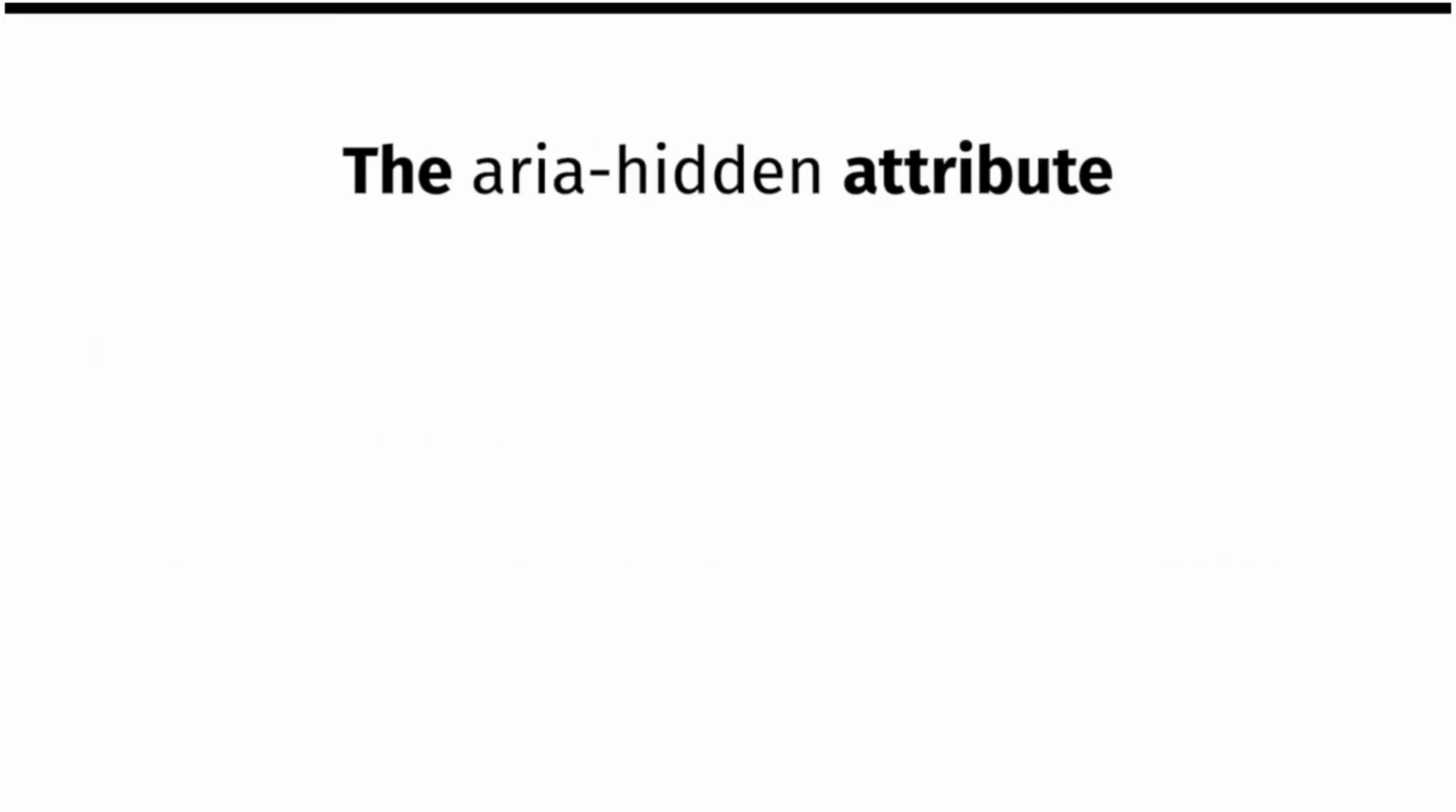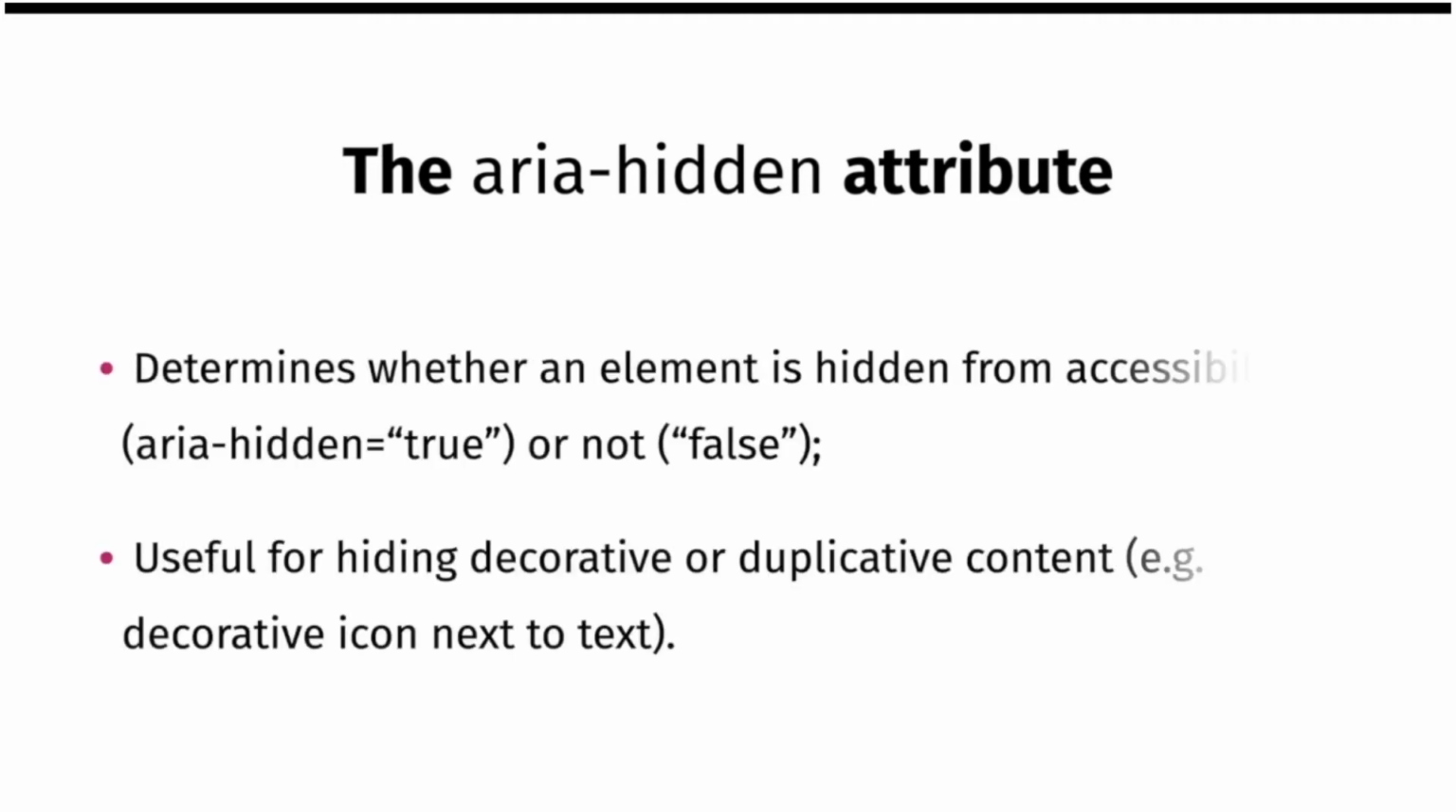Similar to the hidden attribute is the ARIA hidden attribute. The ARIA hidden attribute determines whether an element it is applied to is hidden from screen readers or accessibility APIs. If it's set to true, it's hidden. If it's set to false, it's not. It's useful for hiding decorative or duplicative content.